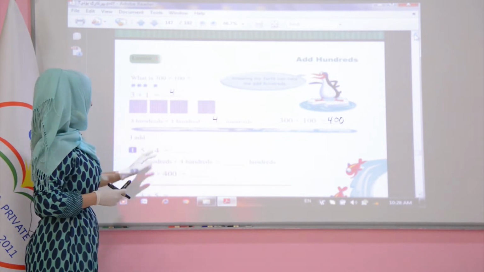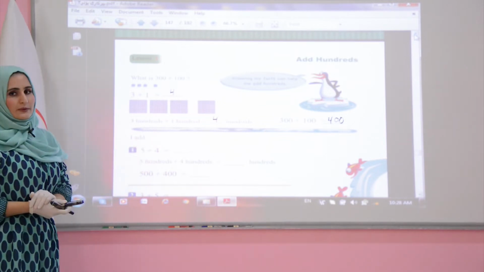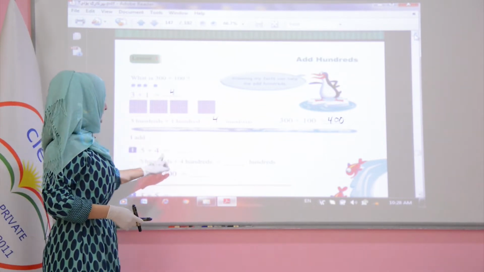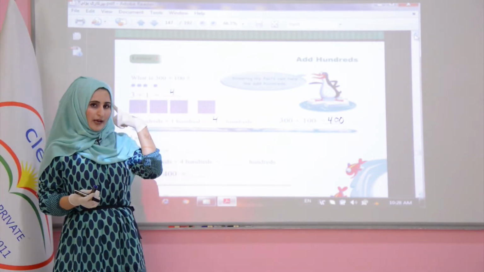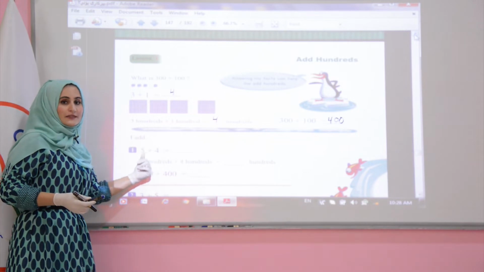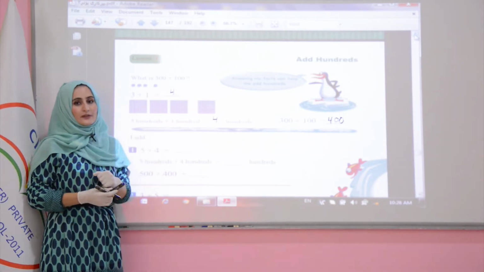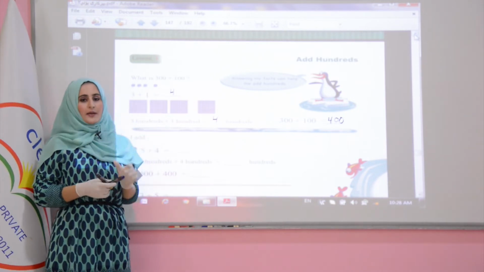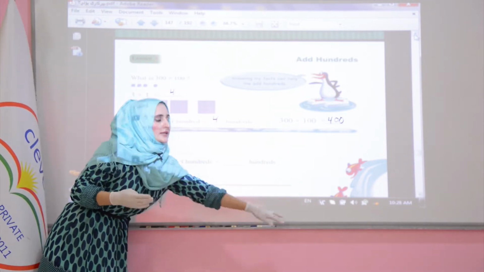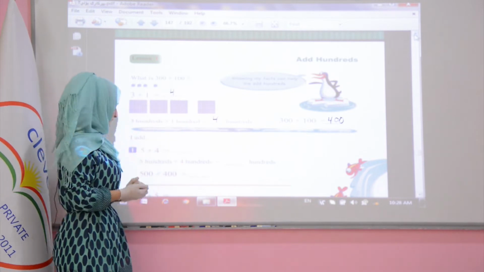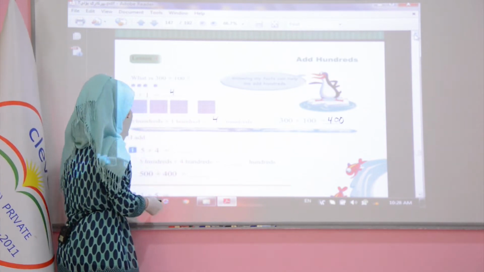Another example: 5 plus 4 equals what? That's so easy. In my mind, I take the greater number, which is 5. 5 plus 4 equals 9. So the answer is 9. This example is so easy.